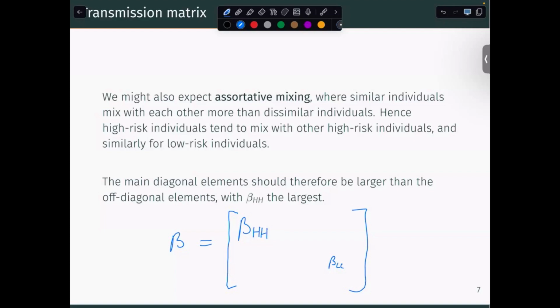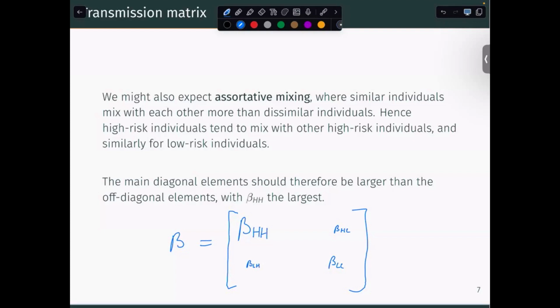And then if we've got assortative mixing, then we're basically saying high-risk and low-risk individuals don't come into contact with each other that much, or their risk of transmission between them isn't that high. So I'm going to make these two pretty small. So largest, moderate, and smallest. This is not always the case. This is just one particular scenario.